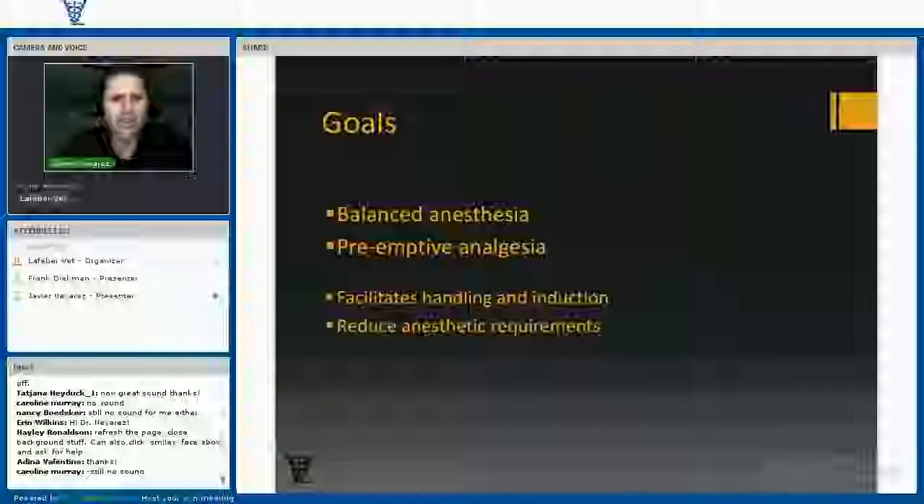So our goal of any anesthetic event is going to be to do a balanced anesthesia. So we want to try to make sure that we're using multiple drugs. We don't want to use these one or two drug combinations, but we want to balance it out, make sure we're minimizing the side effects from these drugs while taking advantage of the positive aspects of these anesthetic agents.